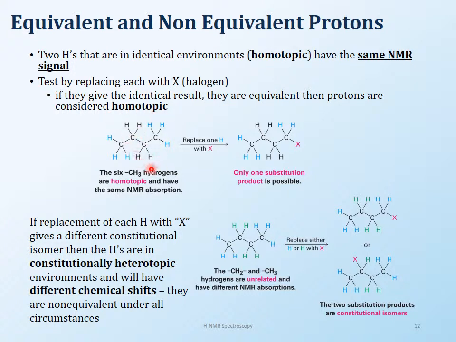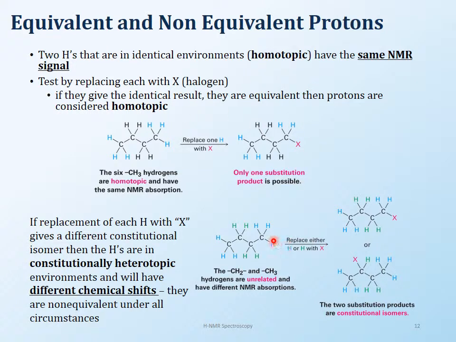If they are the same, then they're called equivalent hydrogens. And one of the ways to determine whether you have equivalent hydrogens or not is by replacing a hydrogen with a halogen. And this is hypothetical. This is not something that you go in the lab and do. You can do this hypothetically. So if you replace one of the hydrogens over here, the blue ones, the CH3, with a halogen, then only one substitution product is possible. Why? Because if you have the halogen here or here, it's the same thing. And therefore, it tells you that these three hydrogens are what we call homotopic, which means they're the same.